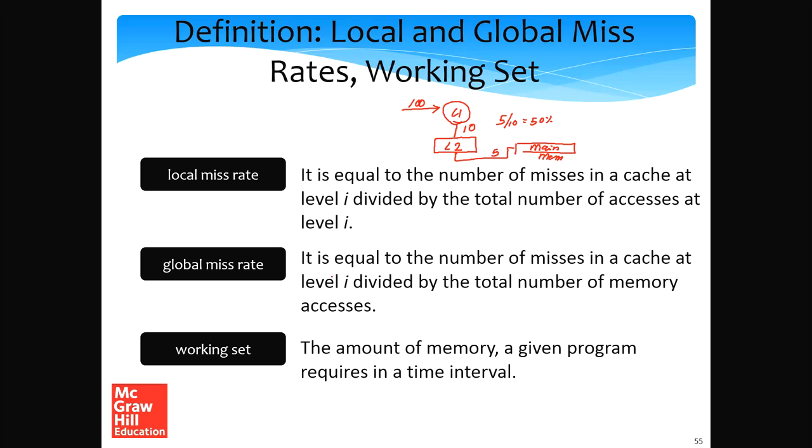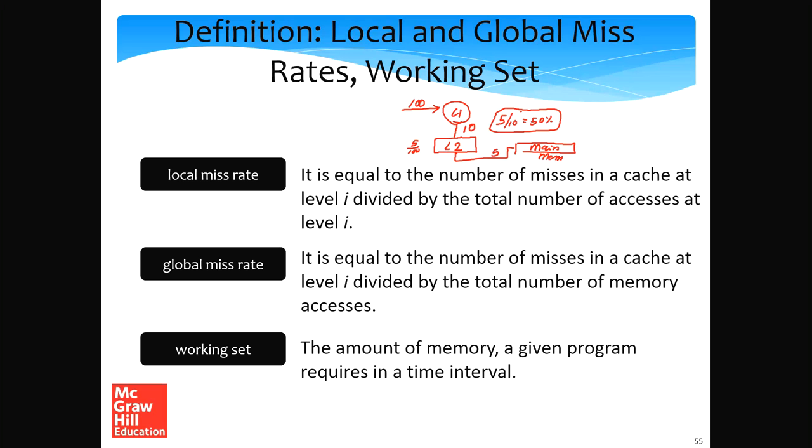In comparison, we can define the global miss rate. It is equal to the number of misses in a cache at level I divided by the total number of memory accesses. So the global miss rate will essentially be, for the L2 cache, 5 divided by 100. What is typically of more importance is the local miss rate, which is 5 divided by 10 or 50%, and that's what we have been using in all our formulae.